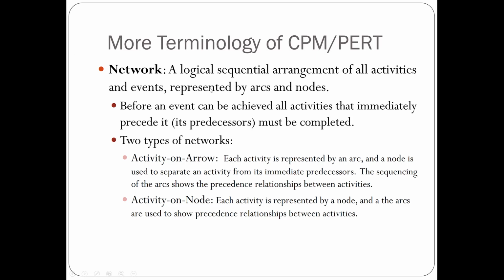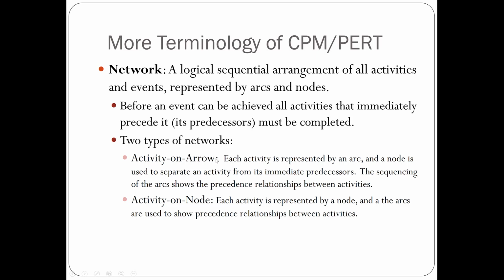And before an event can be achieved, all activities that immediately precede it, or those activities that are its predecessors, must be completed on this network. There are two types of networks that project management uses. One is activity on arrow, and the other one is called activity on node.